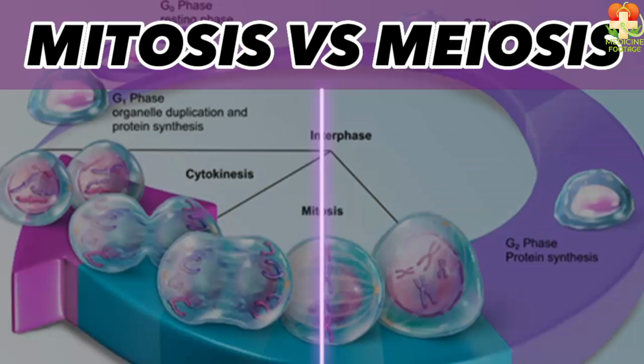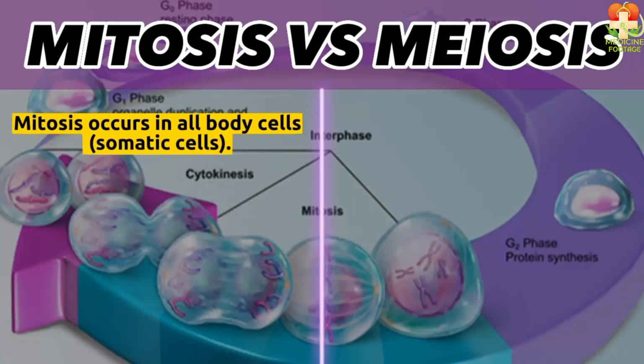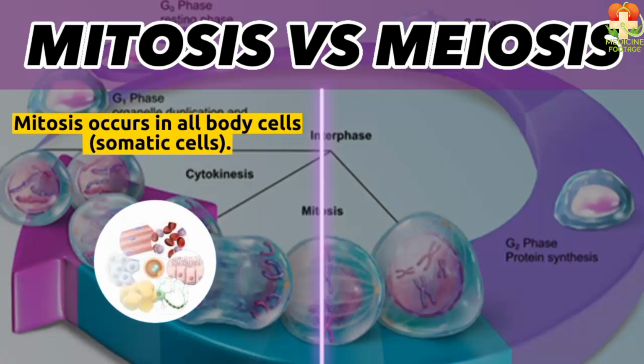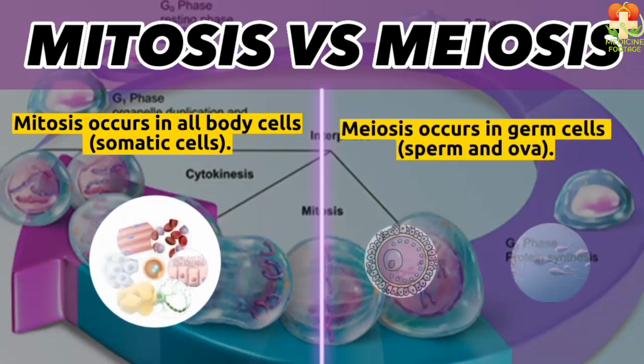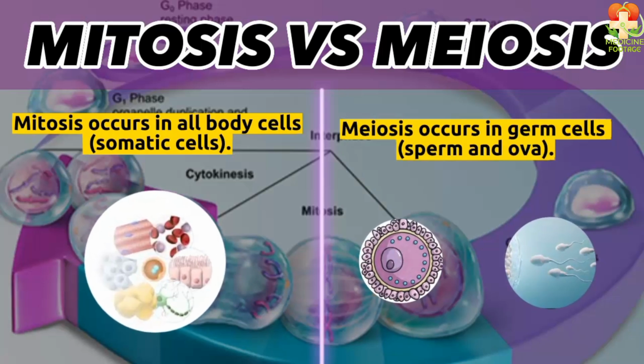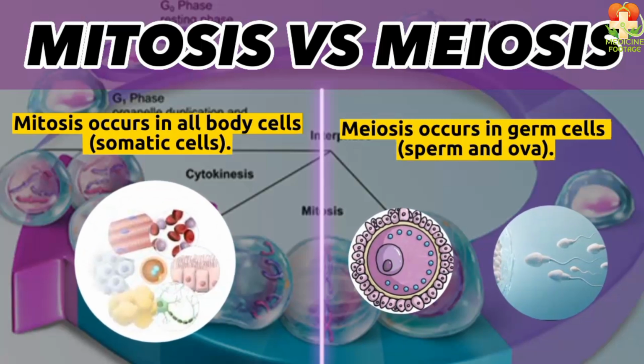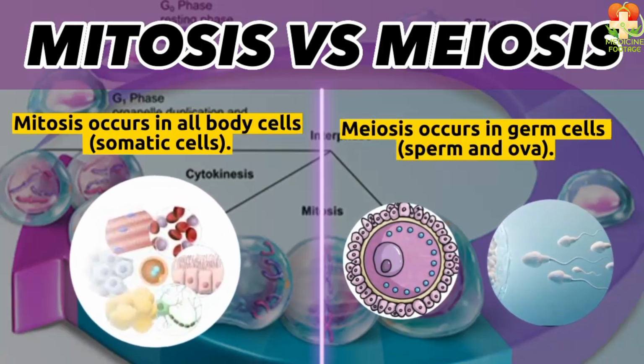Difference number 6. Mitosis occurs in the somatic cells of the body. What are somatic cells? They are the regular cells that make up most of your body, like your skin, hair, and organ cells. Meiosis, on the other hand, occurs only in germ cells. In males, meiosis happens in sperm cells. In females, it happens in eggs, ova.